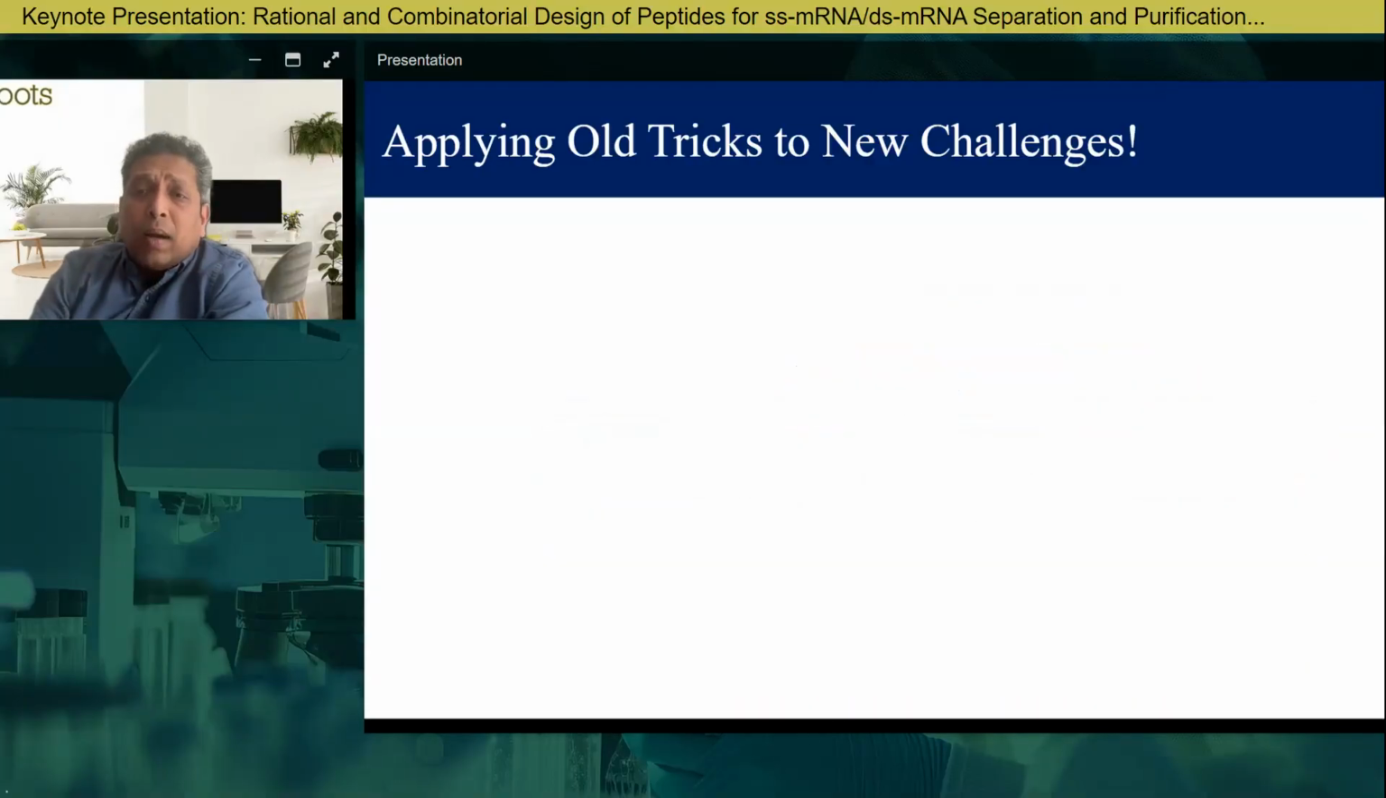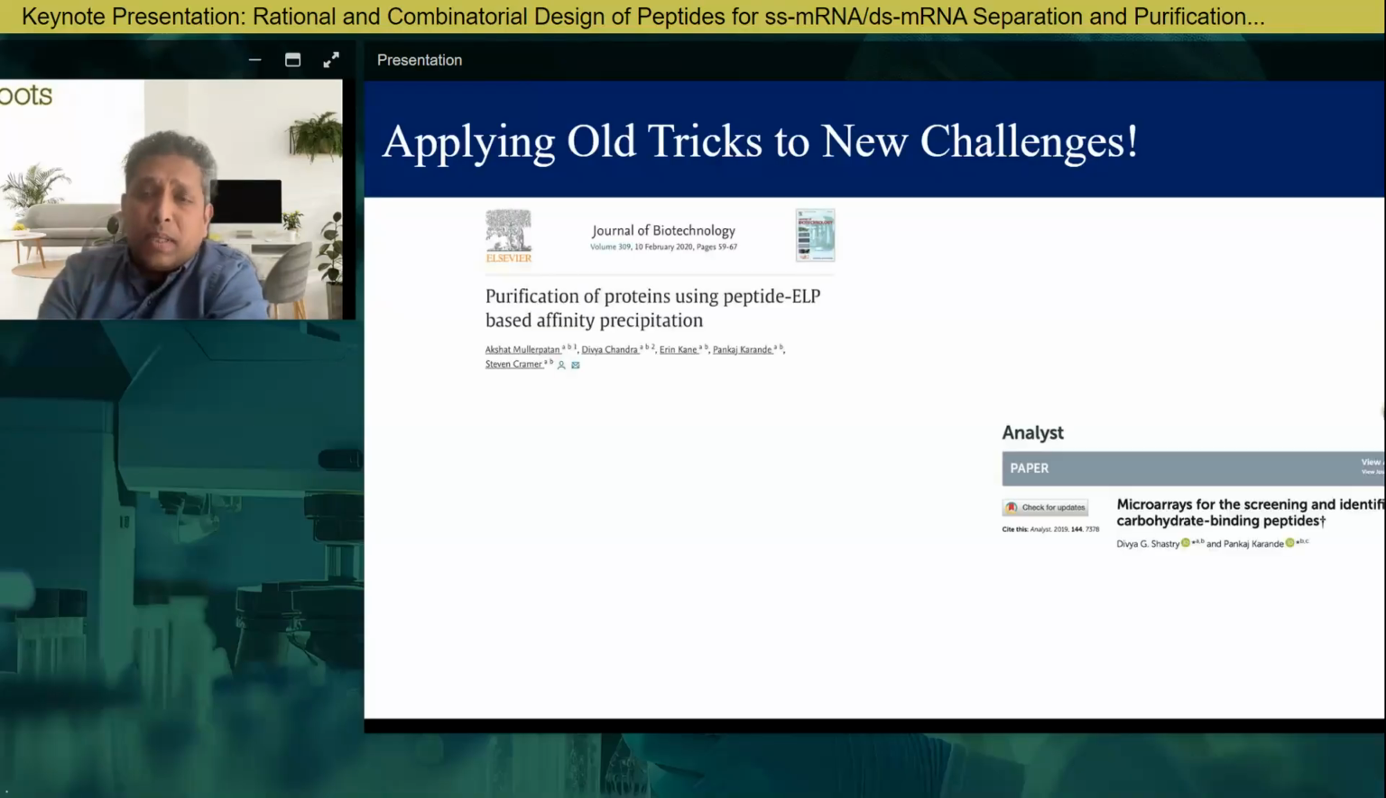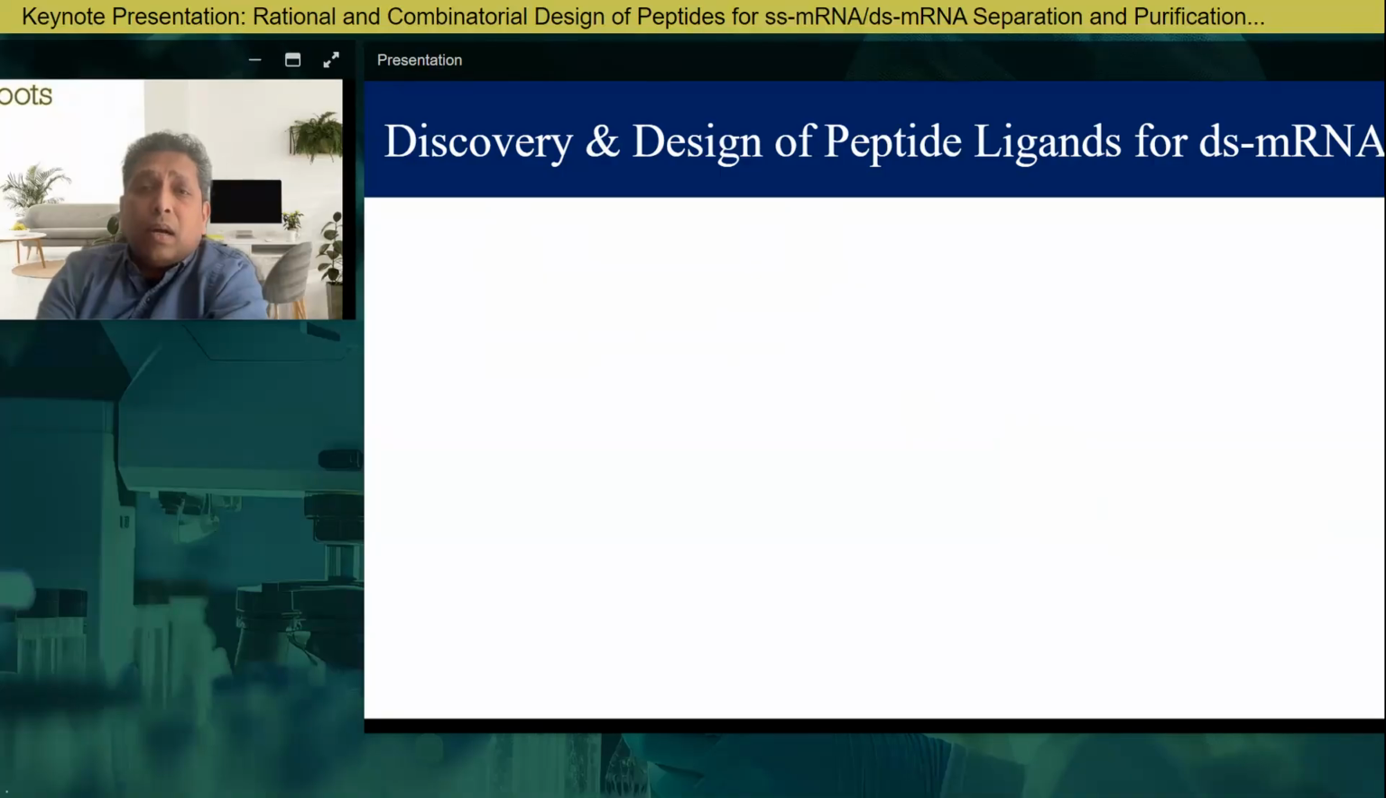Now, this is a challenge that's not entirely new to us. My group has been working for the last decade and a half on designing ligands to biologics, biologic targets of interest, to be able to separate them in downstream processes. And I won't go into all of the examples, but there are several. These are published.